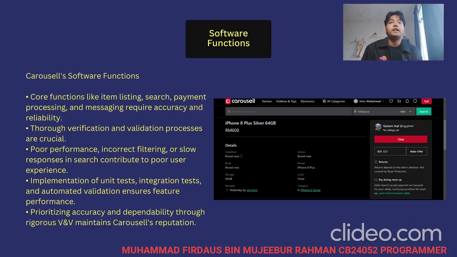Carousell software functions such as item listing, search, payment processing, and messaging must operate without errors. For example, testing the search and filtering system ensures users can quickly find relevant products. Rigorous unit and integration tests guarantee these features work as intended, maintaining a high-quality user experience.